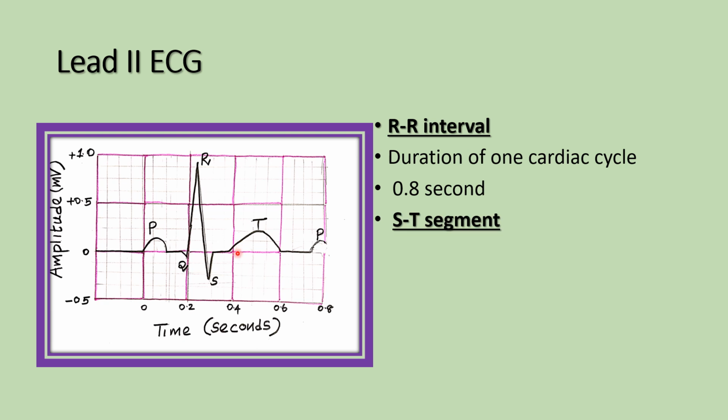ST segment is the isoelectric line. It is the flat line, the isoelectric point. It is elevated in myocardial infarction. The J point is the starting point of the ST segment. The end of the QRS complex and the beginning of the ST segment is the J point. J point is elevated in myocardial infarction.